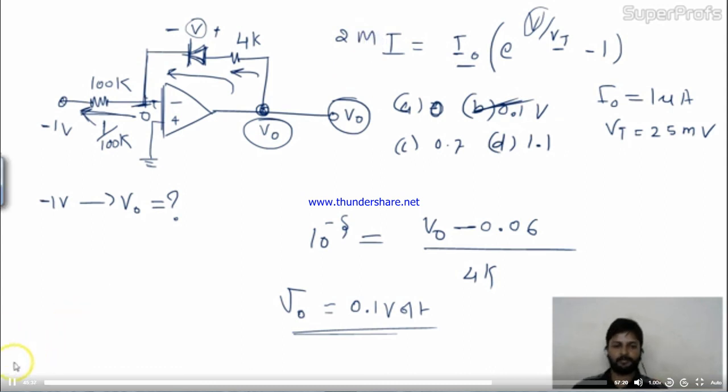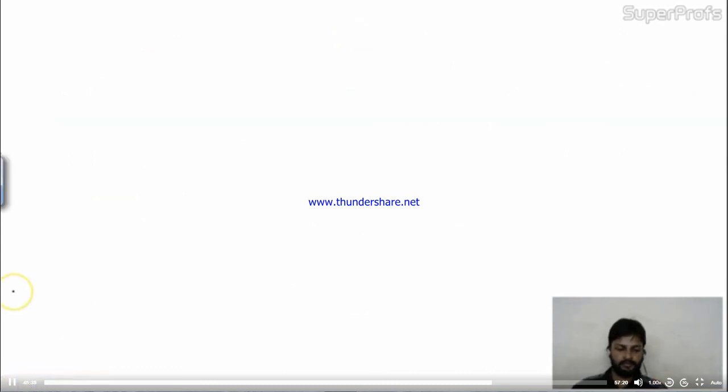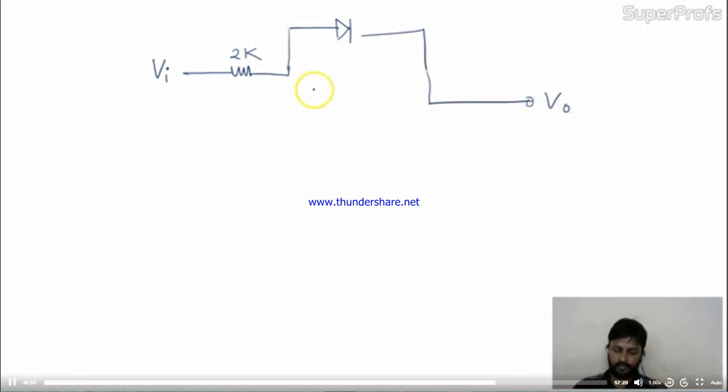Let me take another one. So the circuit for this question is given: Vi connected with 2K, and over here I have a diode. This is again a logarithmic amplifier with output V0, minus and plus at the op-amp inputs. This is grounded.